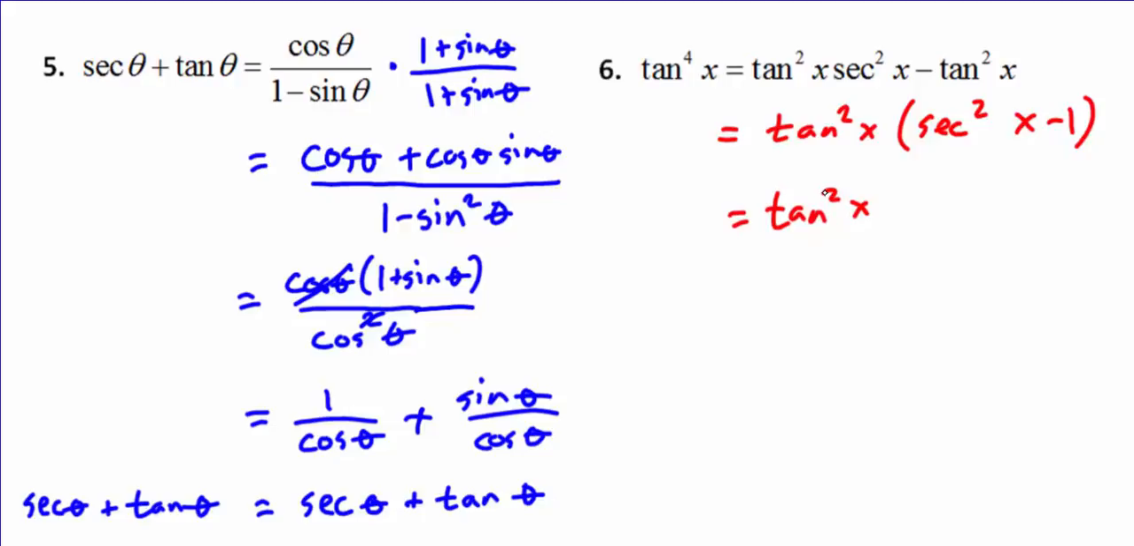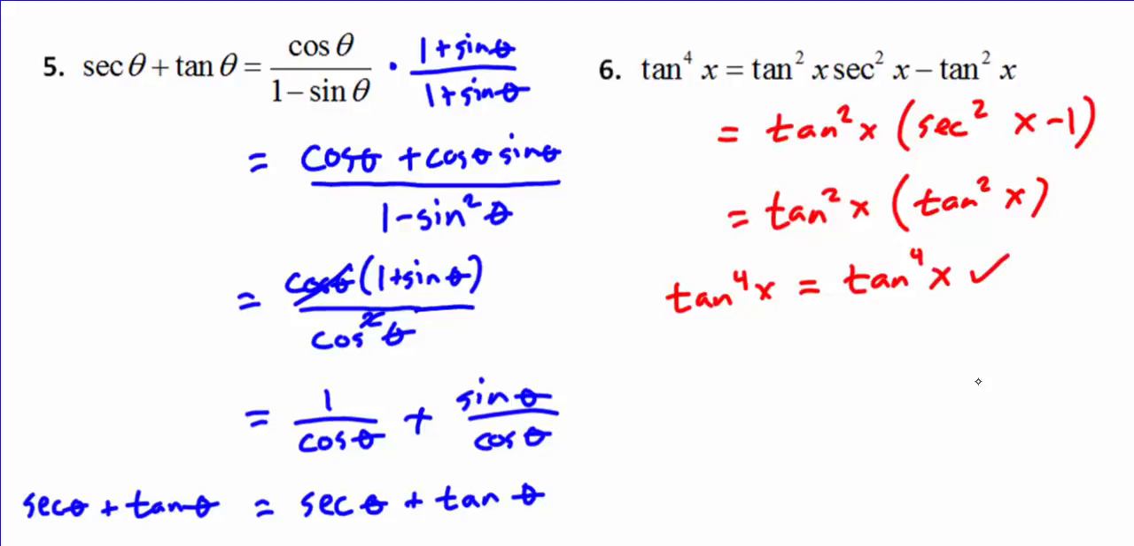I'm going to leave the tangent squared alone out front here, but we're going to use that Pythagorean identity. We have one that says 1 plus tangent squared equals secant squared. We could rewrite that as tangent squared theta equals secant squared theta minus 1. So this is actually just another tangent squared. We've talked about this before: when you have tangent squared times tangent squared, or any variable squared times any variable squared, you just add the exponents. And that's exactly what I'm going to do here. And I'm done with number 6.